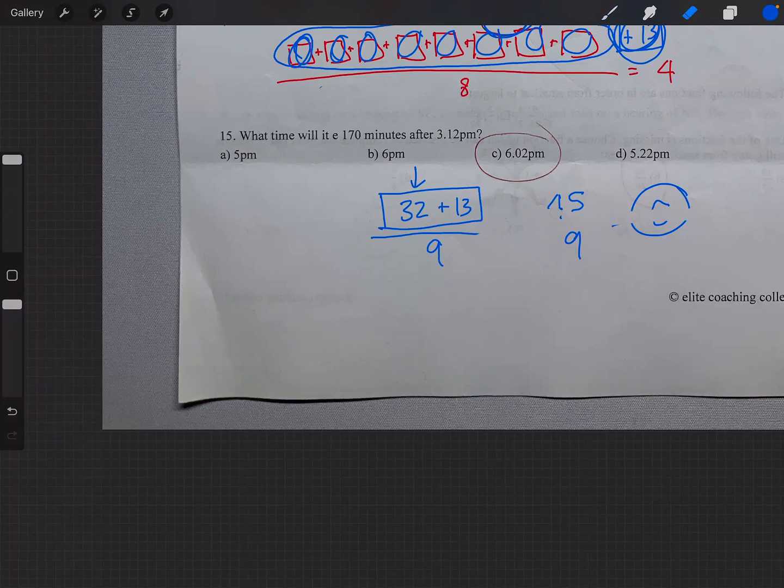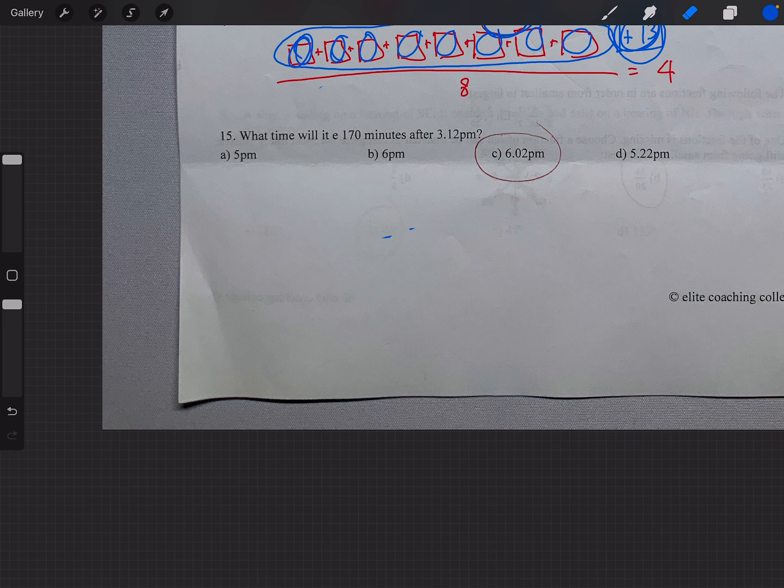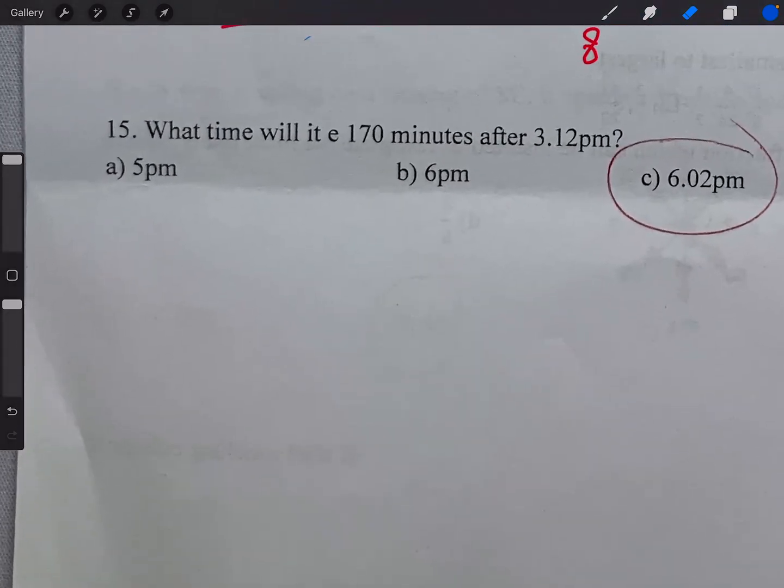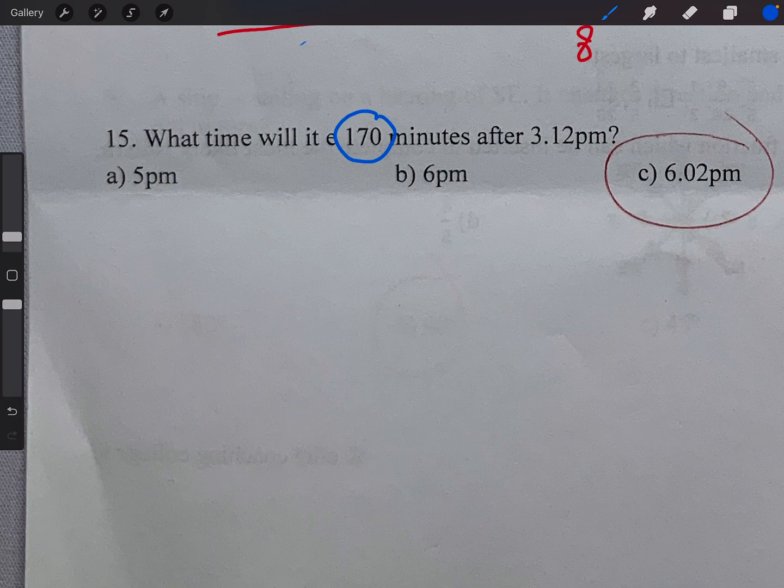Okay, we're nearly done. Last question. So rub this out. Now, what time will it be 170 minutes after, oh my god, so easy. Alright, let's look at this in terms of hours and minutes. How many hours is 170 minutes? Well, 1 hour is 60 minutes. 2 hours is 120 minutes. 3 hours, how many minutes would that be? It will be 180 minutes.